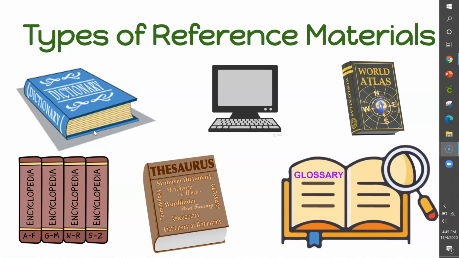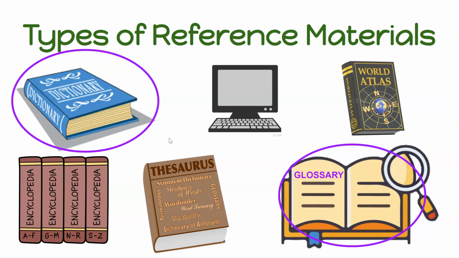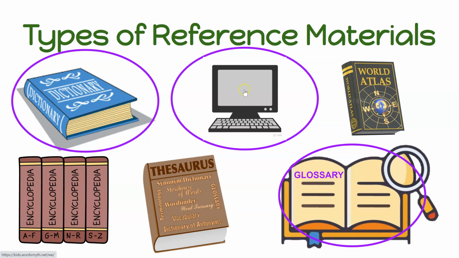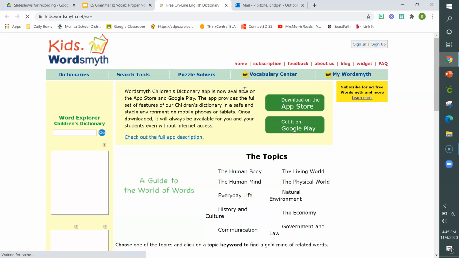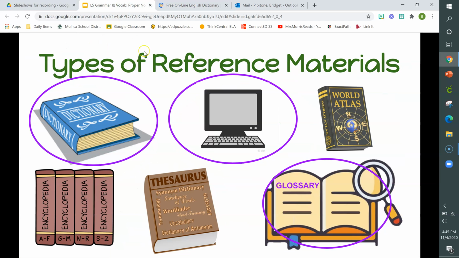The most common type of reference materials, and the ones that we'll be focusing on today, are the dictionary. We'll use the glossary, and even an online dictionary. I have linked one for you. This one, kids.wordsmith.net, is a great children's dictionary. We'll be using that throughout our lesson. Back to our presentation.